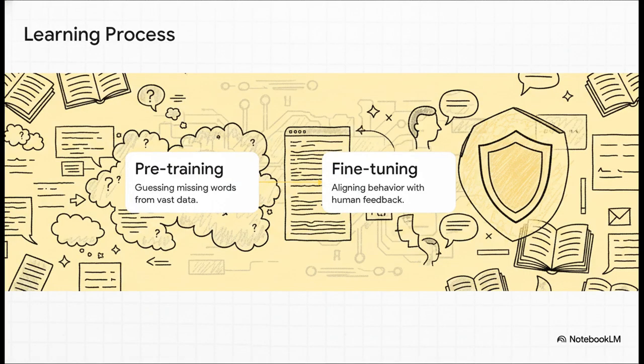To get that smart, the model goes through a massive 2-step learning process. Step 1 is pre-training. Here, the model is fed vast amounts of internet text, books, code, you name it. Its whole job is just guessing missing words. Through this giant guessing game, it builds world knowledge and language structure. Then comes Step 2, fine-tuning. This is where human feedback aligns that raw model to make it helpful, harmless, and honest. The distinction here is super important. Pre-training gives it the raw knowledge, while fine-tuning actually shapes how it behaves.